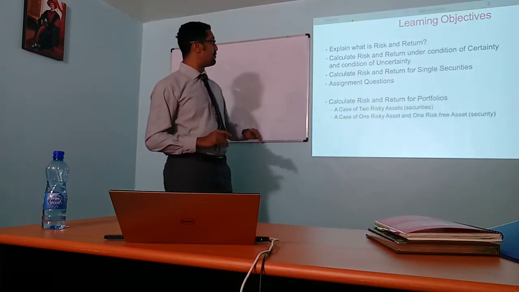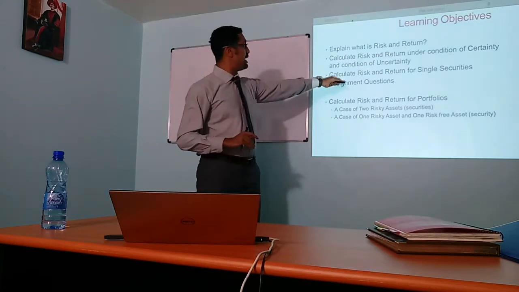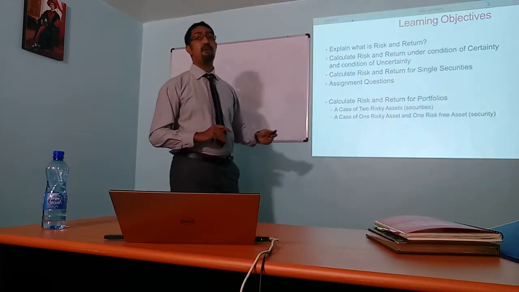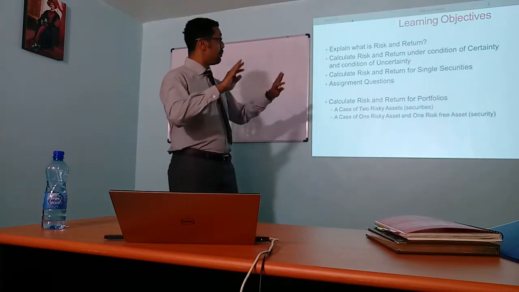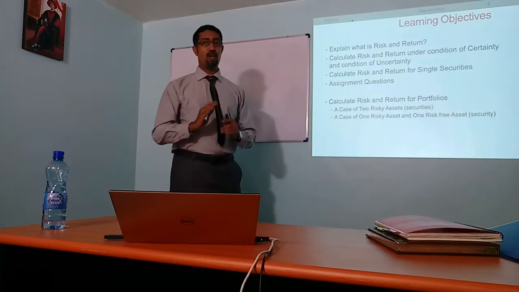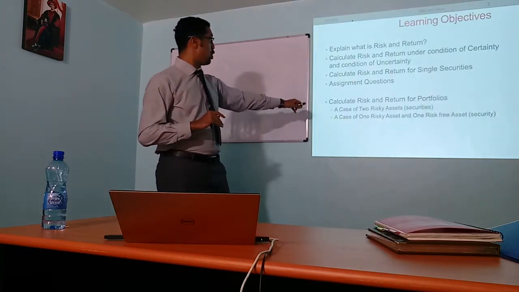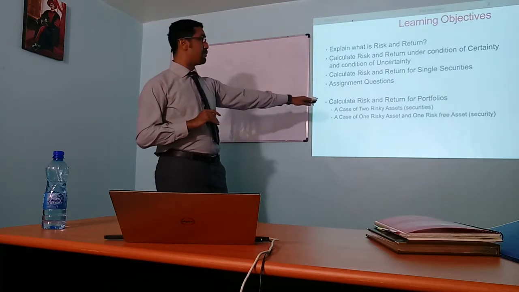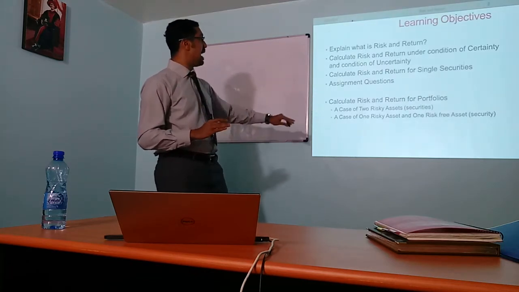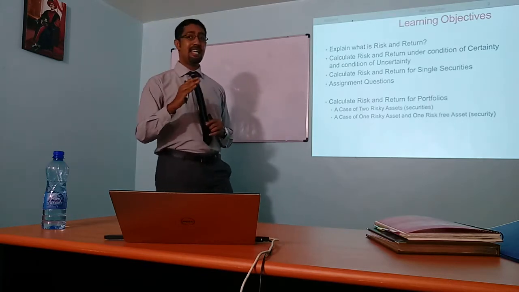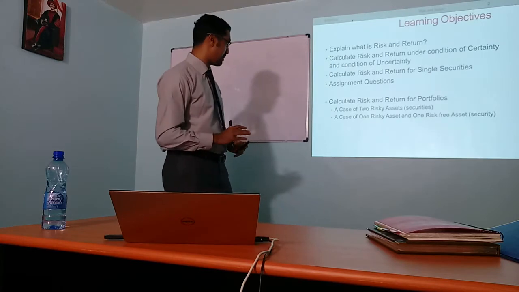The second part of this topic is portfolios. Here, we've seen that in the first part, we should be able to calculate risk and return for single securities. So a portfolio is a combination of securities. We could have two or more securities. So we will have a case of two risky assets or two risky securities, and the second one is a case of a risky asset and one risk-free asset.